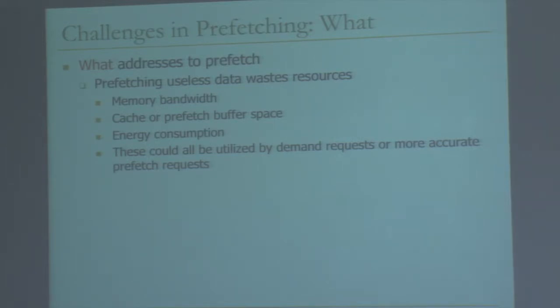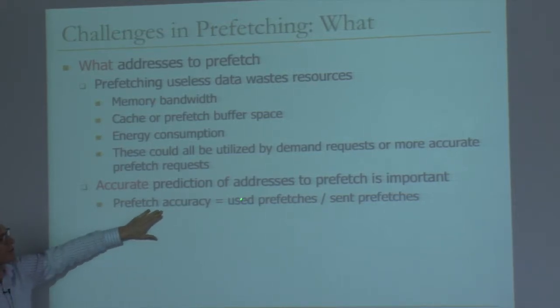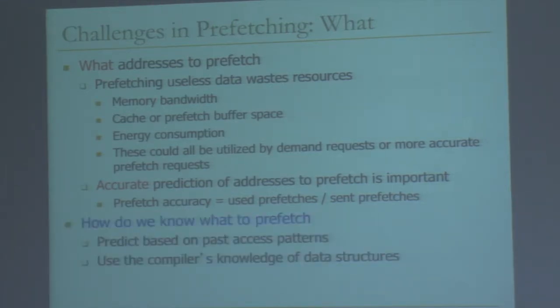What addresses do you prefetch? This is important because prefetching useless data wastes resources, right? And there are many resources it wastes. It wastes memory bandwidth, cache or prefetch buffer space, if you're prefetching into a prefetch buffer. It wastes energy consumption. And these could all be utilized by demand requests or more accurate prefetch requests. That's the trade-off you're making. So it's very important to come up with a prefetch algorithm that figures out this what carefully. Accurate prediction of addresses is important. And one of the main metrics of prefetchers is prefetch accuracy. This is simply the fraction of used prefetches among all sent prefetches. It's simple. And we'll talk about some other metrics as well.